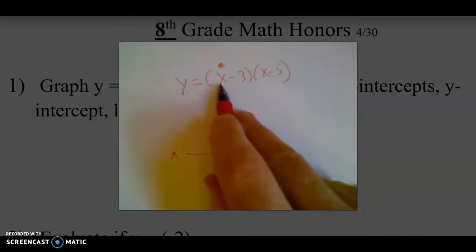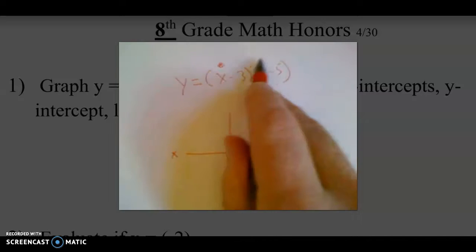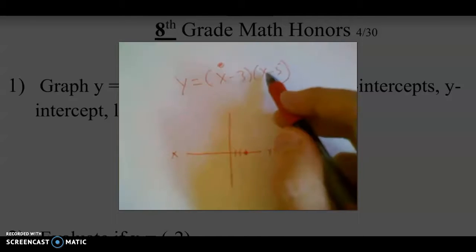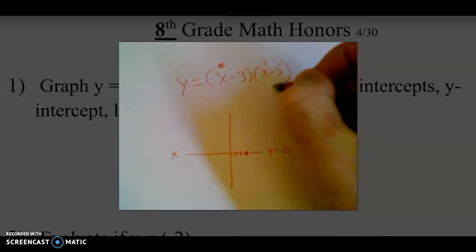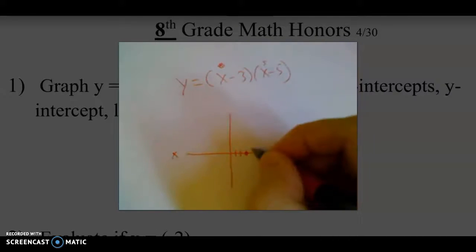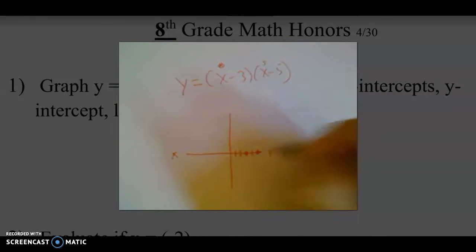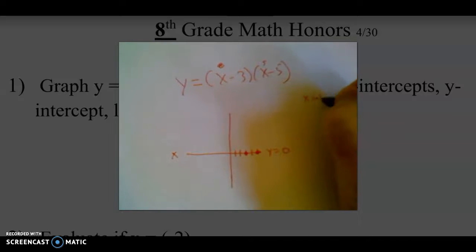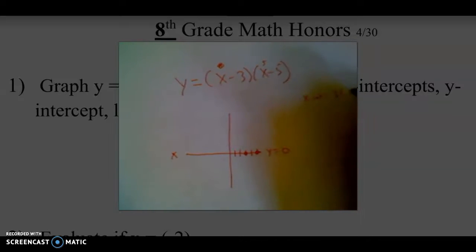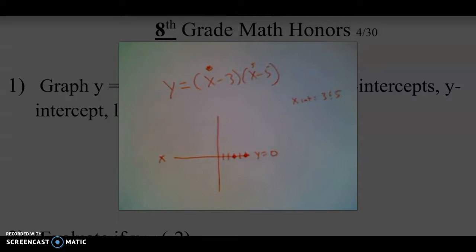And then I need to find the value for the other x that makes the entire answer 0. And that would have to be 5, because 5 minus 5 is 0, and 0 times anything is also 0. So those are my two x-intercepts. The x-intercepts are 3 and 5. All right, then it asks you what the y-intercept is.